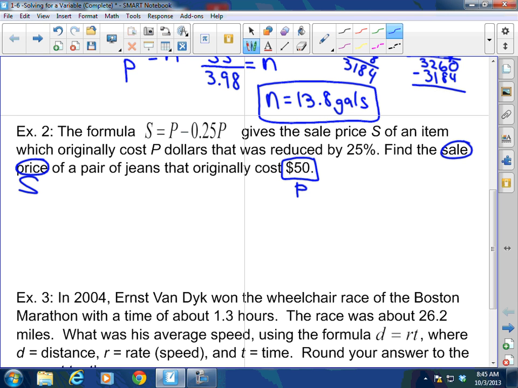So find the sale price. S equals 50, that's P, minus 0.25 of 50. And now let's just do the math. So I got 50 minus 50 times 0.25.